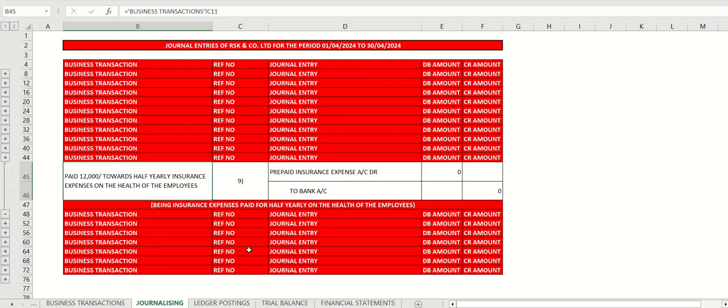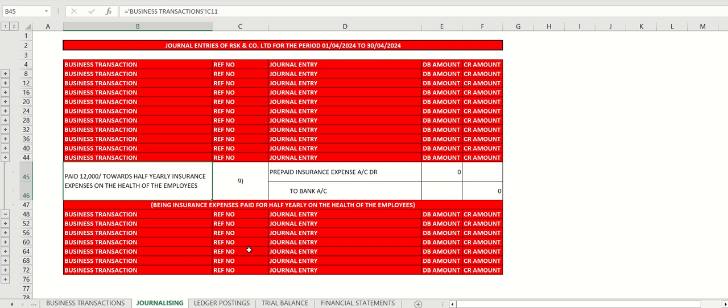Paid 12,000 towards half yearly insurance expense on the health of the employees, which means the organization has been paying insurance on the health of the employees. Normally, insurance would cover only if the amount has been paid in advance, right? So whatever amount has been paid, it has been paid in advance by the organization, which is a half yearly insurance, which means this 12,000 pertains to half a year.